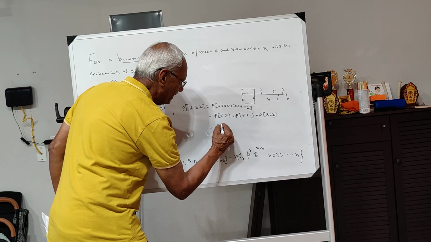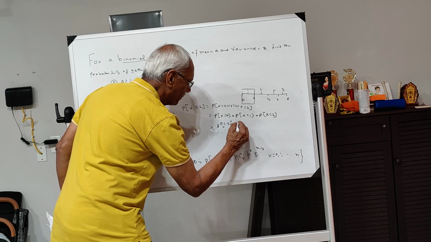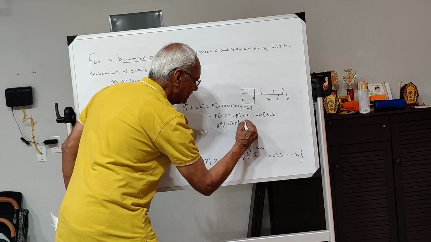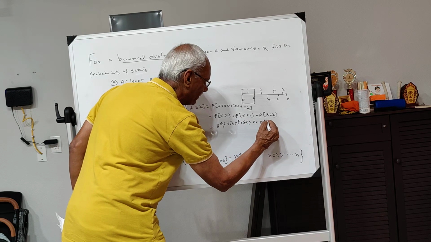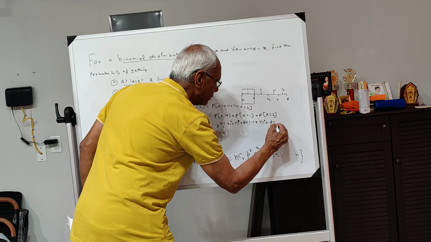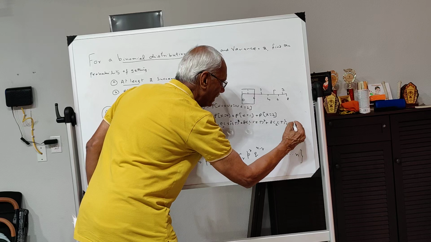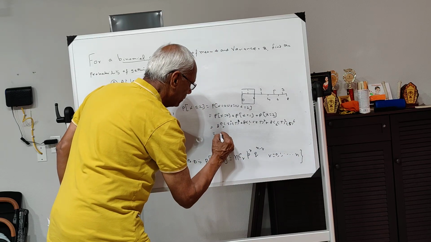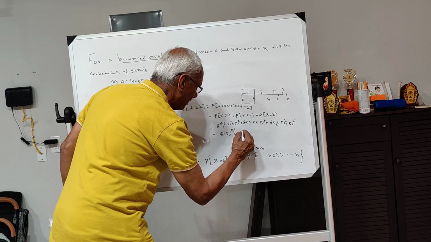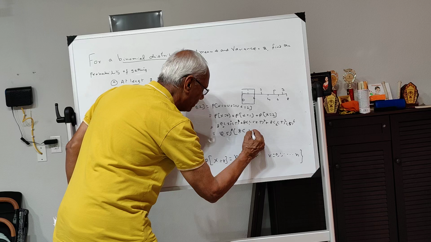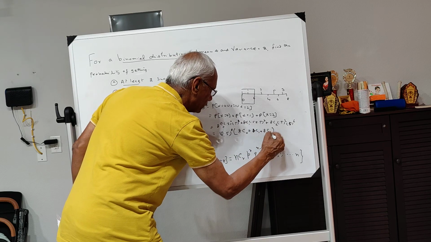Here it is 8C0 into 0.5 to the power of 0 into 0.5 to the power of 8, plus 8C1 into 0.5 into 0.5 to the power of 7, plus 8C2 into 0.5 to the power of 2 into 0.5 to the power of 6. So this is equal to 0.5 to the power of 8 into (8C0 plus 8C1 plus 8C2).